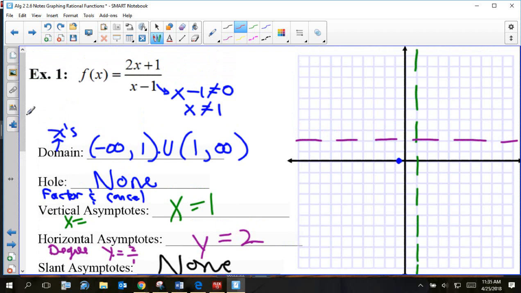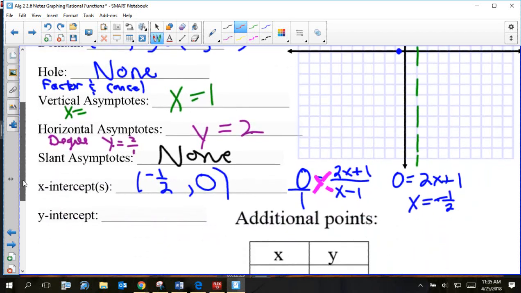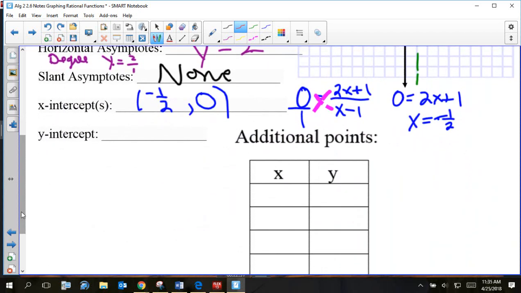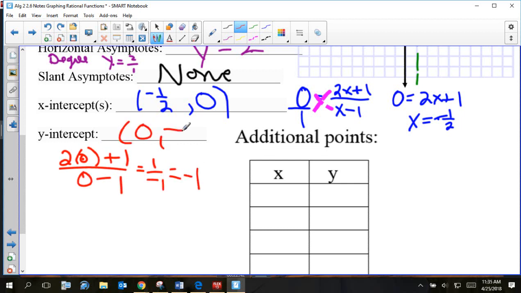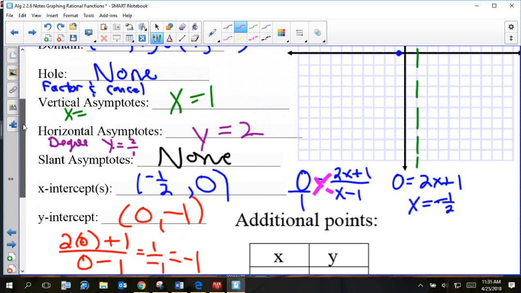Now we're going to find the y-intercept. How do we find the y-intercept though? Plug in 0 for x. So we'll do 2 times 0 plus 1 over 0 minus 1. So I get 1 over -1, which is -1. (0, -1), y-intercept.